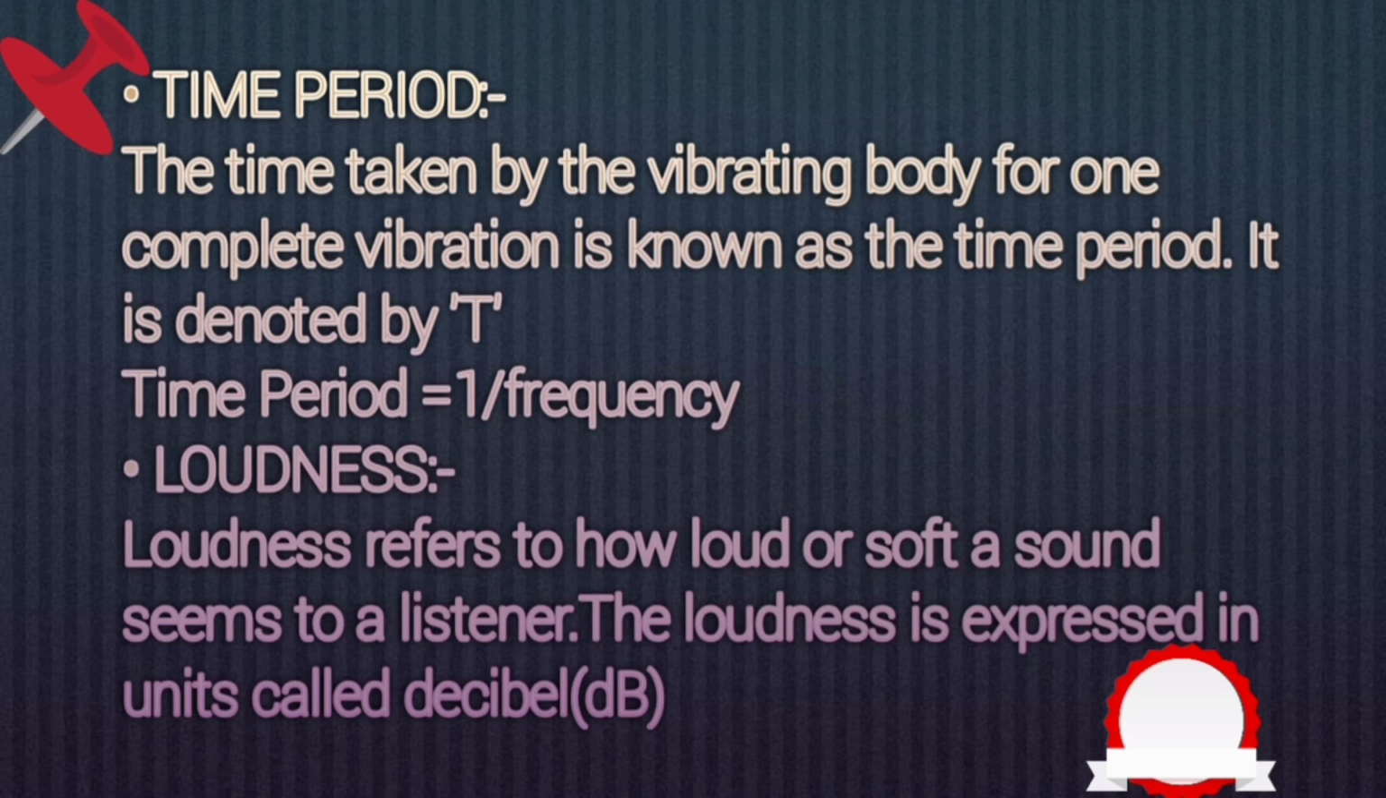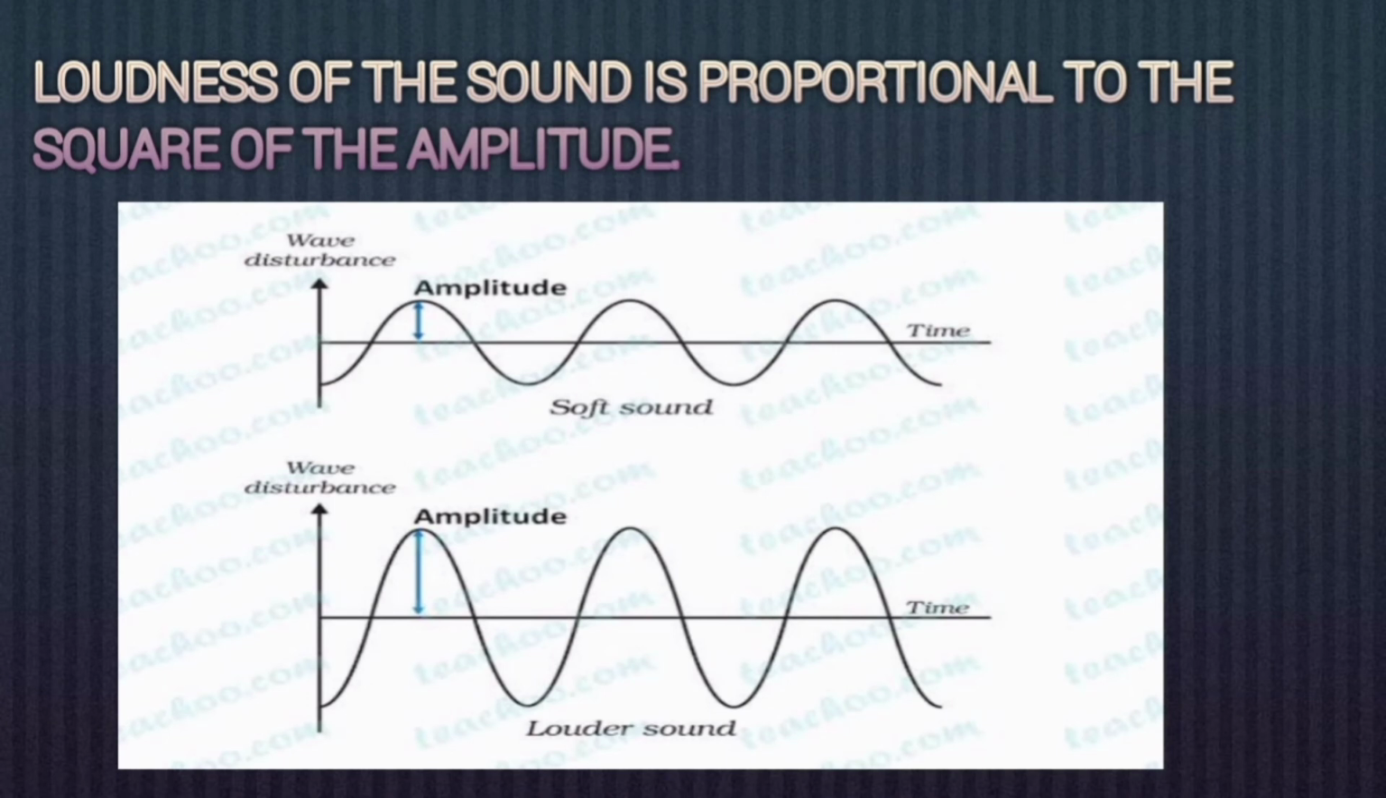Next, loudness. What is loudness? Loudness refers to how loud or soft a sound seems to a listener. Loudness is expressed in the unit called decibel. One more thing to remember about sound is that the loudness of the sound is proportional to the square of the amplitude. How loud a sound is depends on amplitude. If amplitude is large, the sound would be louder. If amplitude is small, the sound would be softer. In the given figure, you can understand it very easily. So please see the figure.